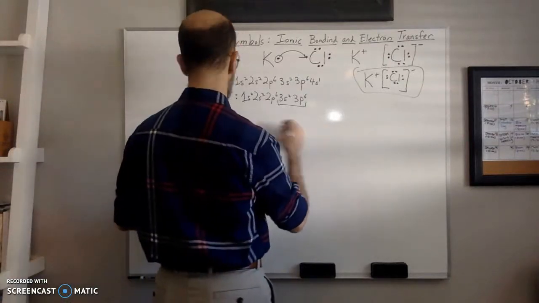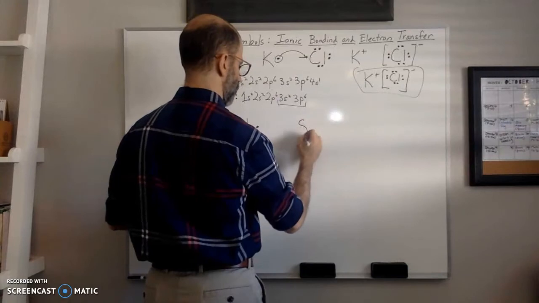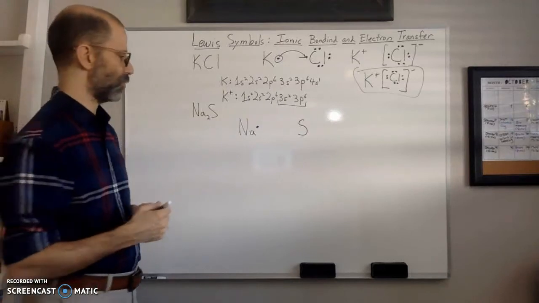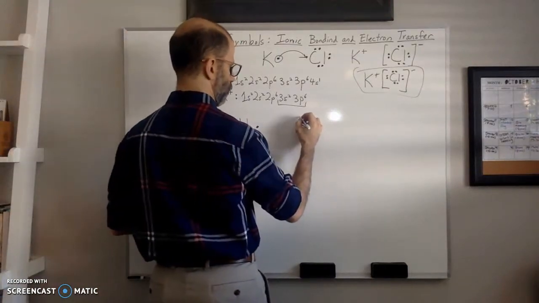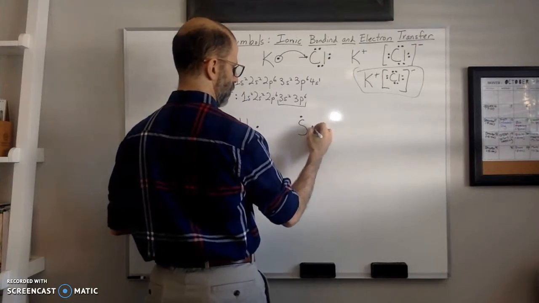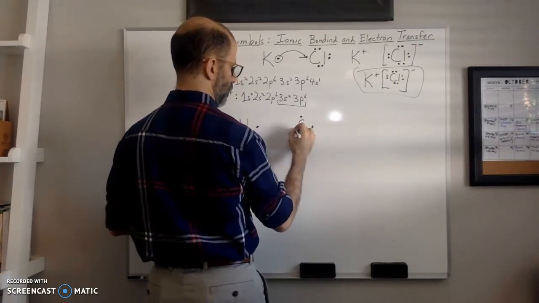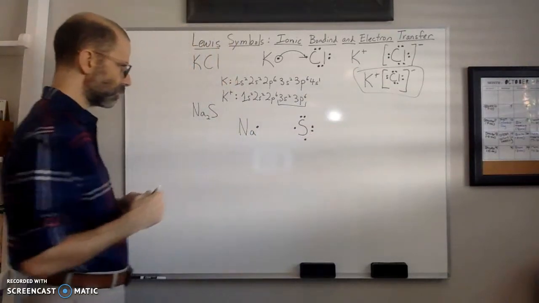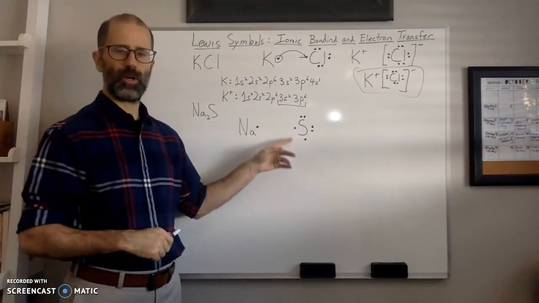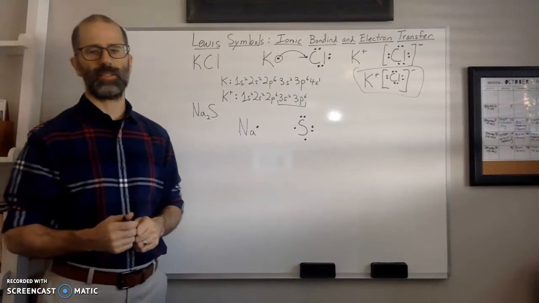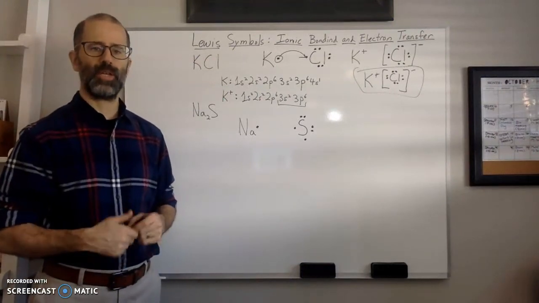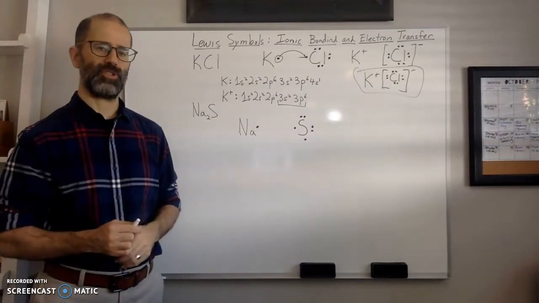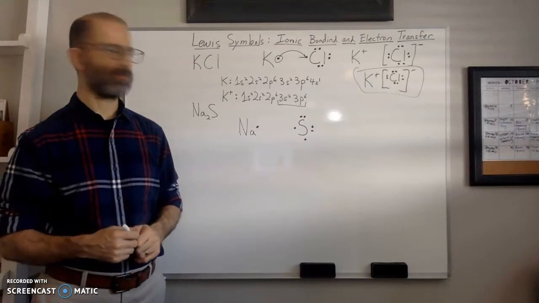And then we're going to have sulfur. Sulfur is in group 6, so it's going to have 6 valence electrons, so we're going to put 6 dots. We're going to start here, 1, 2, 3, 4, 5, 6. So you can see that sulfur has 2 unpaired electrons. Those unpaired electrons would like to be paired because sulfur would like to be a noble gas, and so it needs 2 more electrons to have the full octet.